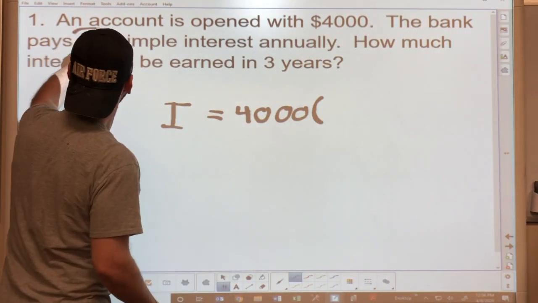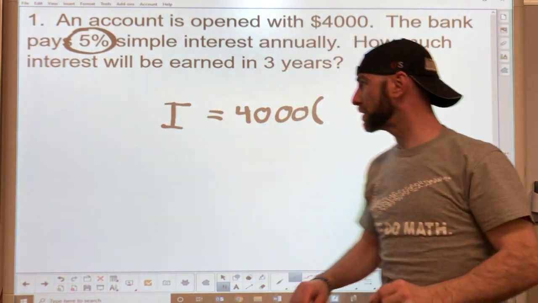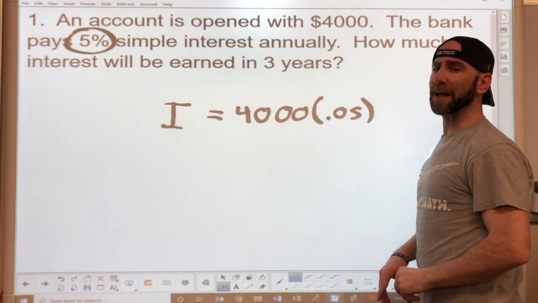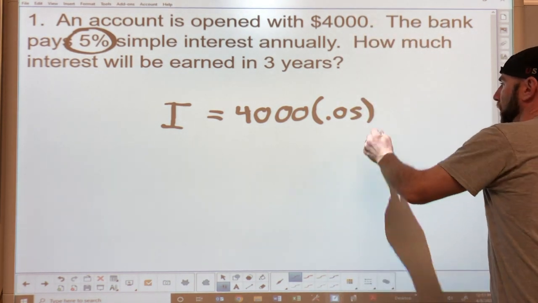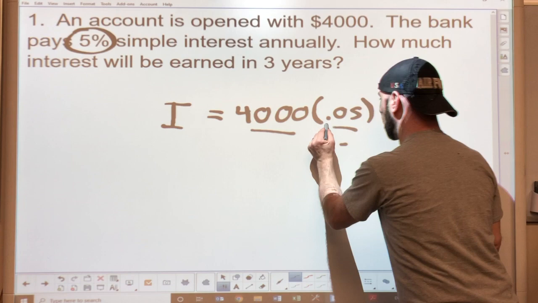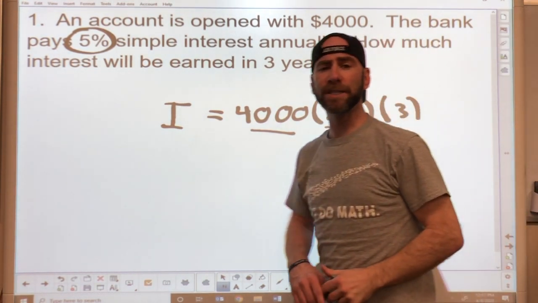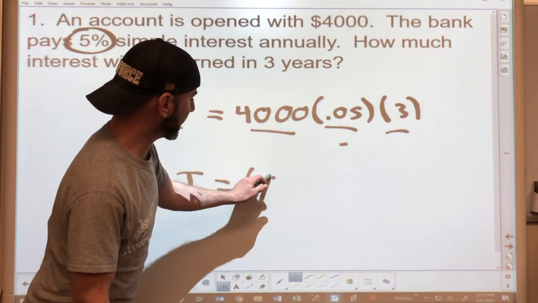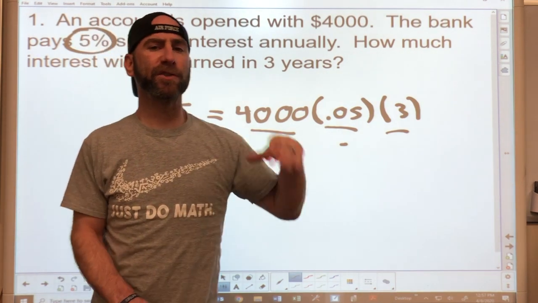But remember, we're not able to do math with percentages. We have to convert it to a decimal. So 0.05. And then multiply that by the amount of time it's in the bank for, 3 years. So right there, P, R, T. Put that all into the calc at once, and then you'll have your answer. This is going to give you $600 in interest over those 3 years.